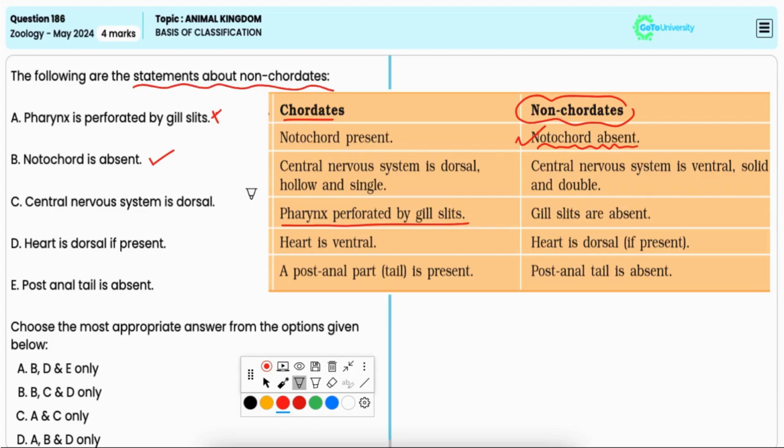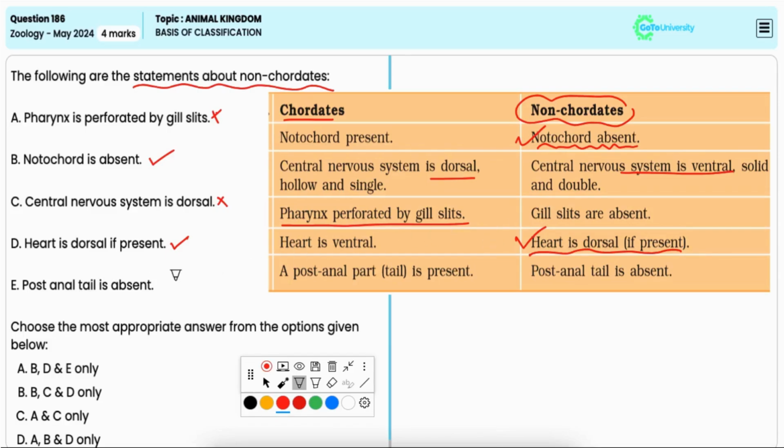C. Central nervous system is dorsal. In non-chordates, the central nervous system, if present, is ventral and not dorsal. D. Heart is dorsal if present. Now, in non-chordates, if heart is present, it is located dorsally. So, it is correct for non-chordates.